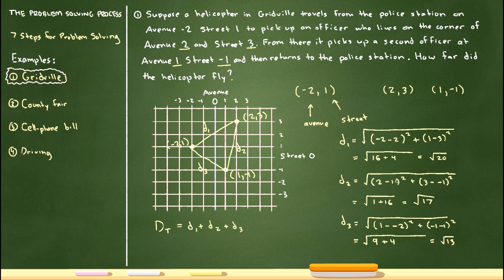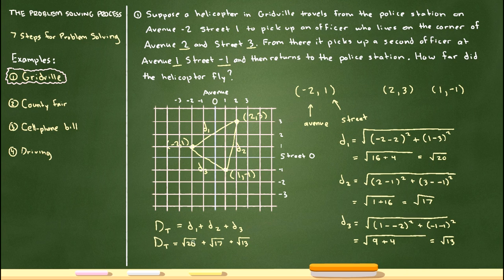Okay. So we have all of our distances here. d1 is square root of 20, d2 is the square root of 17, and d3 is the square root of 13. So now we can go back to our problem here, and we could say, okay, well, the total distance, now that we have our equations, and we sort of solved our equations essentially, we want to go ahead and fill that information in. So this is the square root of 20 plus the square root of 17 plus the square root of 13.